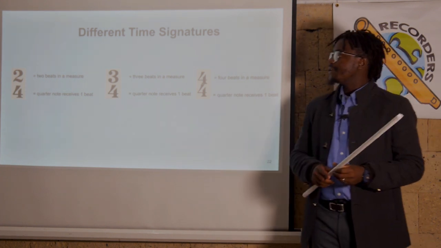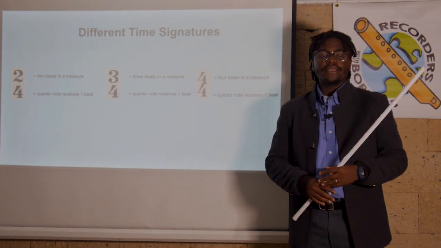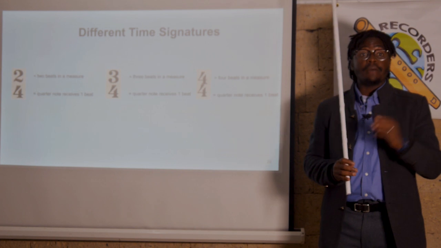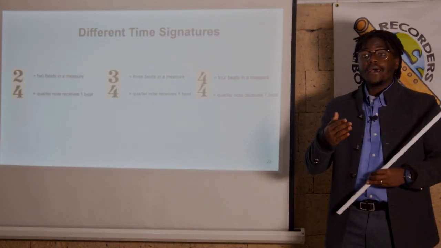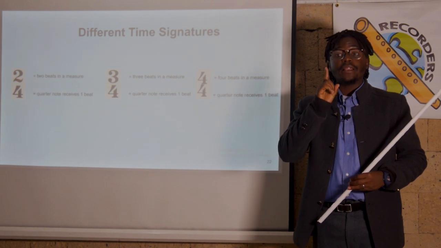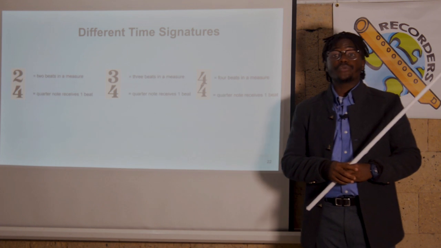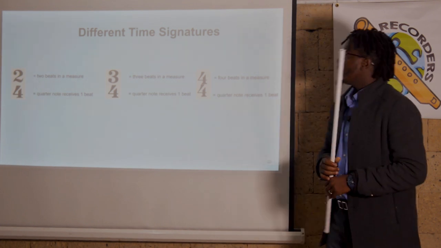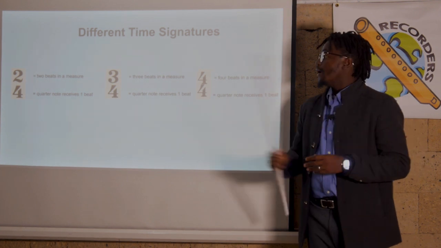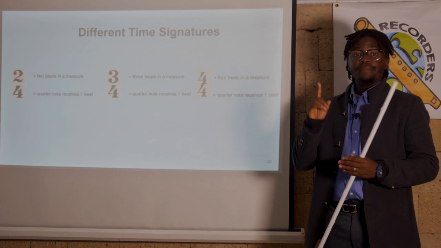Now, the first time signature we're looking at is 2, 4. Now, 2, 4 clearly indicates that we are having 2 beats in a measure, and the 4 indicates that the quarter note is the one getting 1 beat. Let's look at a different time signature, which is 3, 4. That means we are having 3 beats in a measure, and the 4 indicates the quarter note is getting 1 beat.